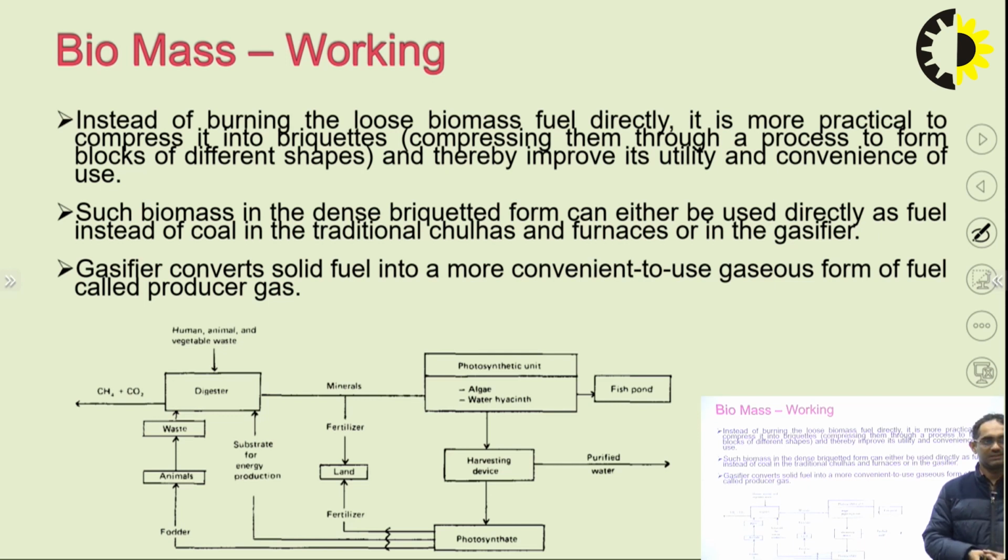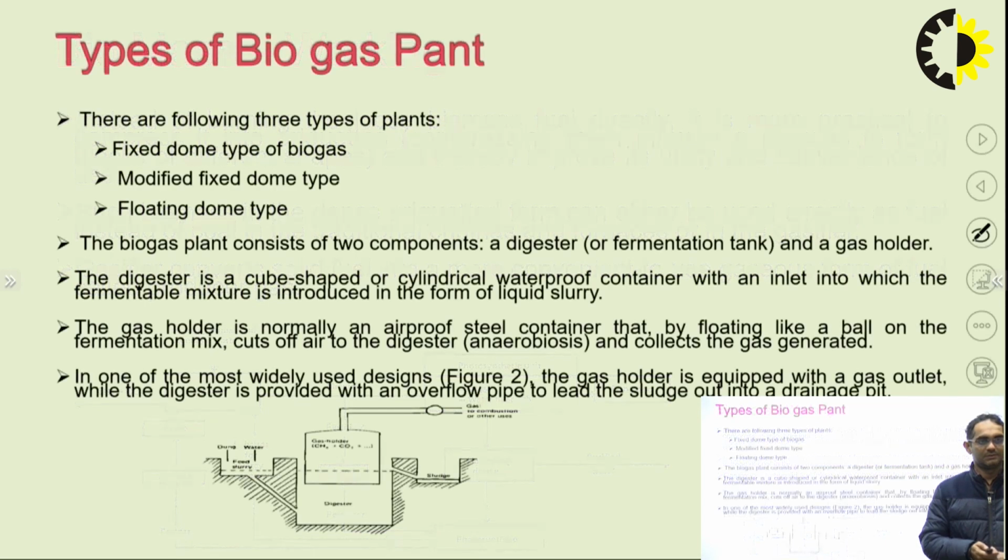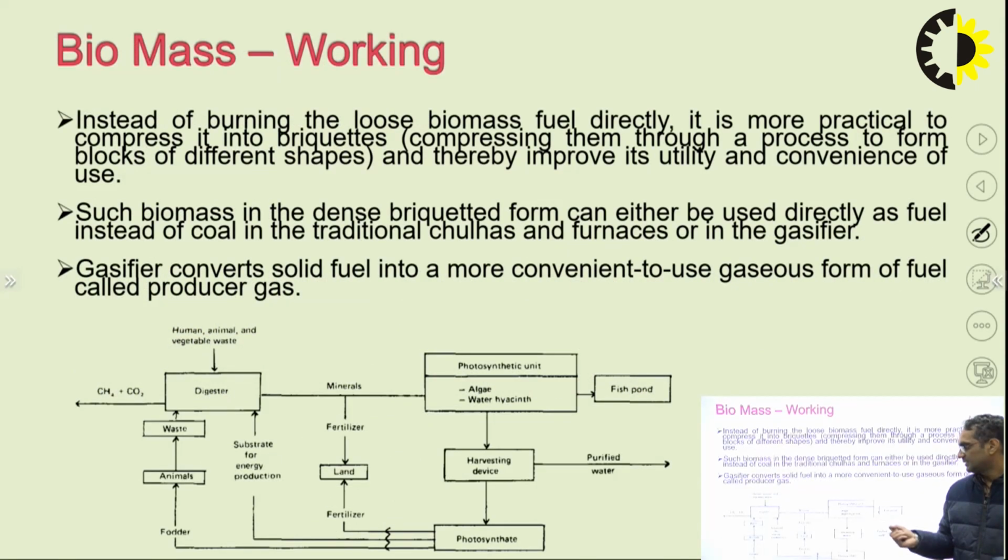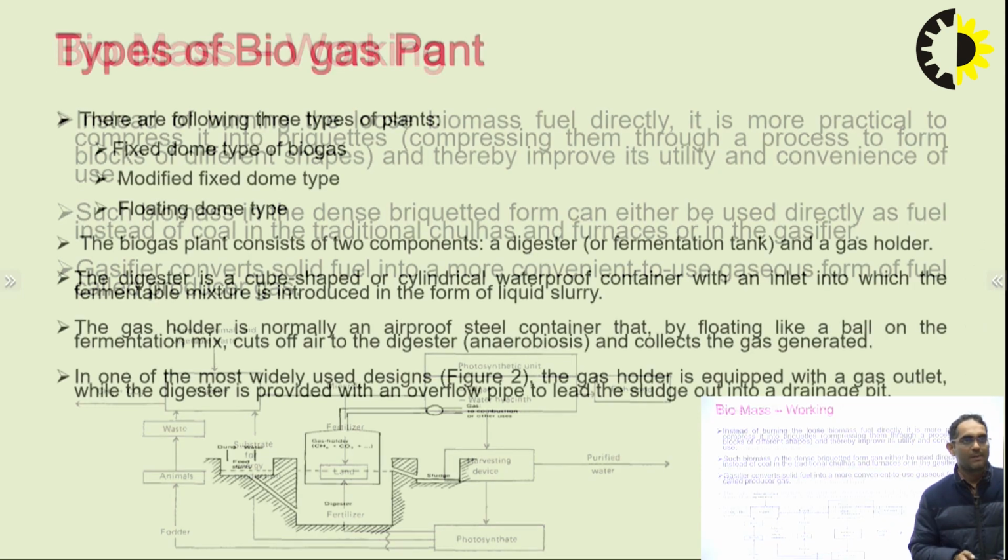Okay, so this is the gasifier, and so this is the conversion process, like the digester, the CH4 and CO2 digester gives minerals and to the photosynthetic units, that is algae, and hatching to the fish pond. So this is the conversion process.